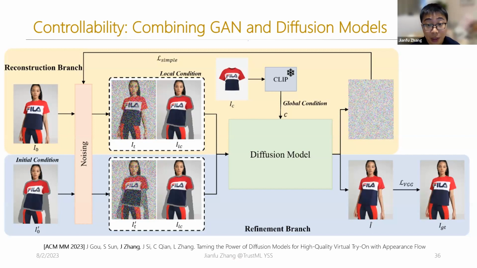Okay, by combining the GAN and diffusion models, we have developed a powerful framework for achieving better controllability in the virtual try-on task, leading to high quality and visually pleasing results. So that's about the one important property of controllability in image generation.